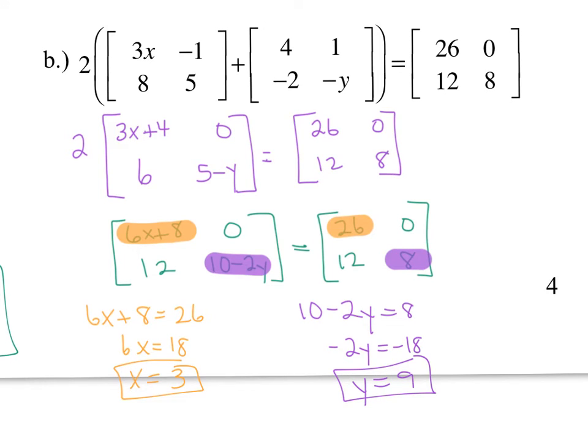For this problem, part B, I ended up with an X value of 3 and a Y value of 9. Remember, once I multiply everything in this matrix by 2, I end up with this 2 by 2 matrix you see here. And then 2 matrices are equal to each other if and only if their corresponding entries are equal. So I highlighted my corresponding entries and set them equal to each other down here below.